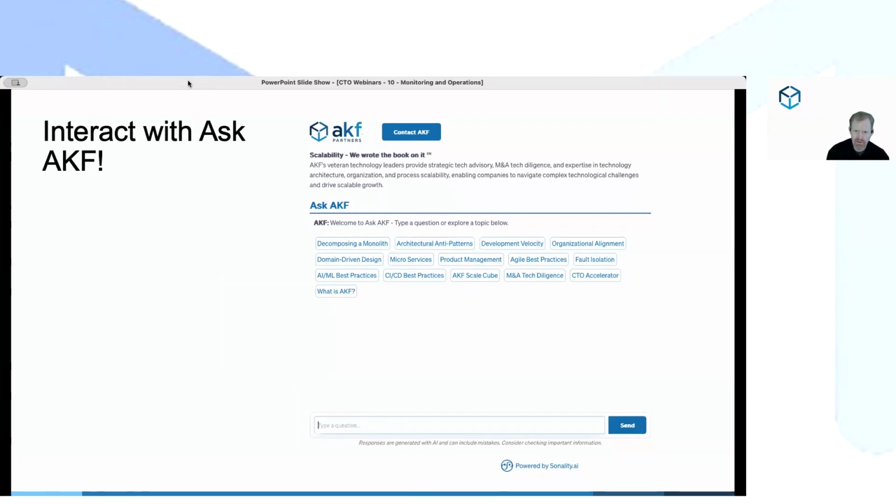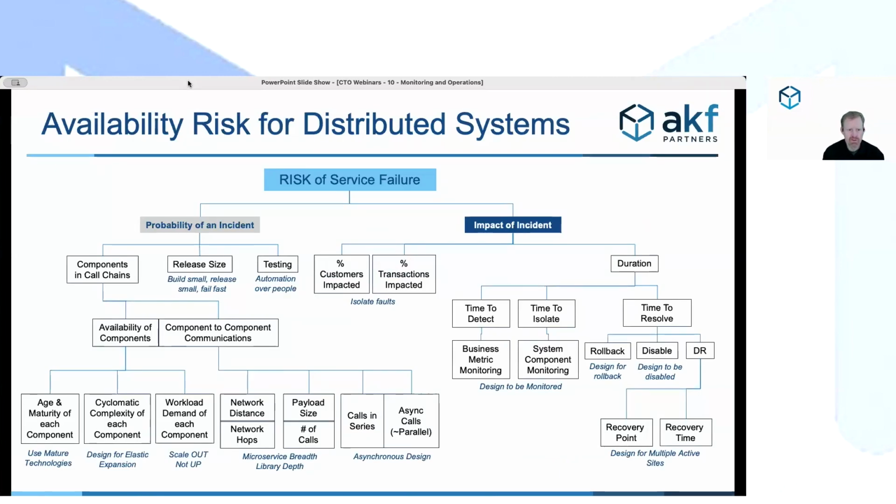So recall this really busy slide. This was the availability risk, and it was the risk of failure. We talked about the probability of an incident, the impact of an incident. Our previous sessions, we covered almost everything on the left side, and we covered a little bit on the right side of this. Just the last piece that we're going to cover on the risk tree is designed to be monitored, focus on time to detect, time to isolate, and even time to resolve.